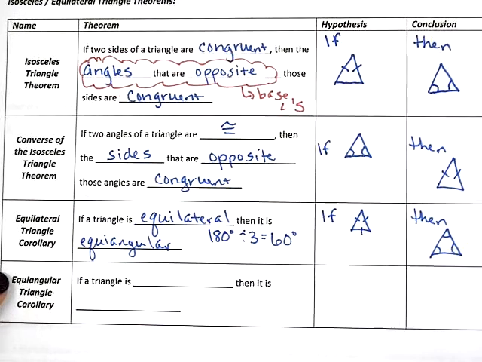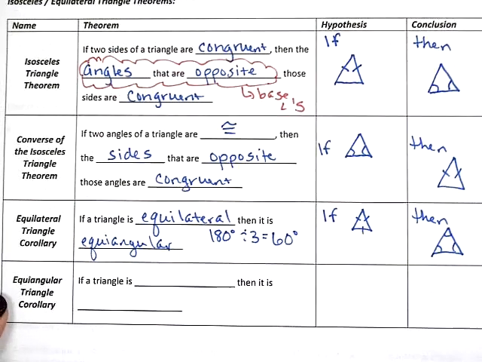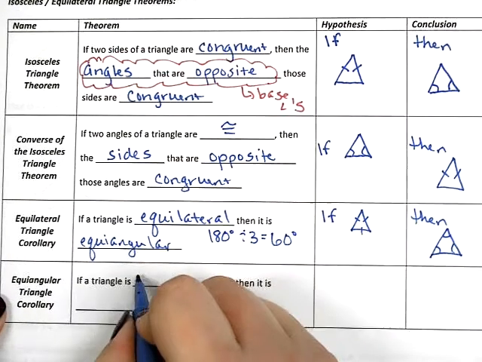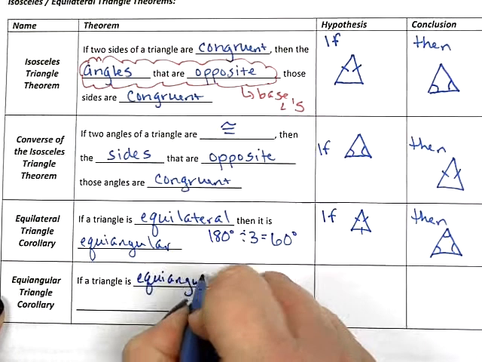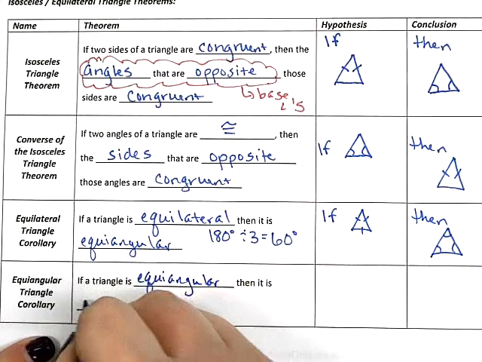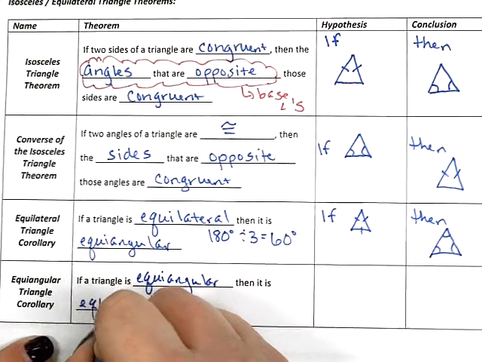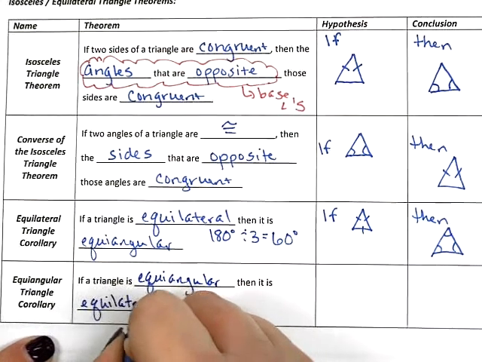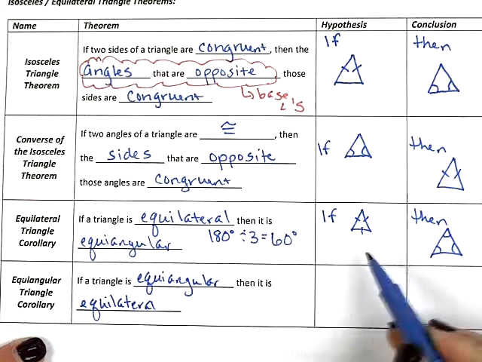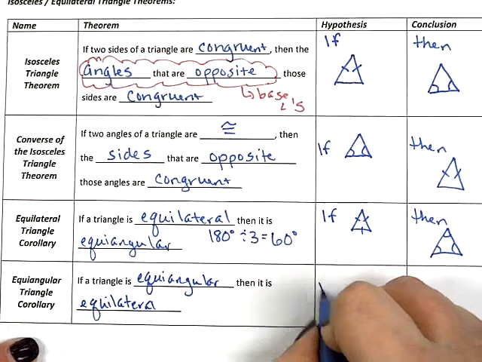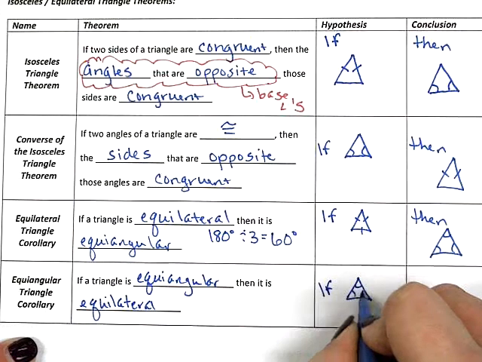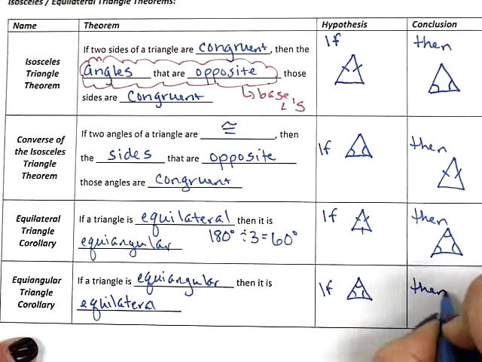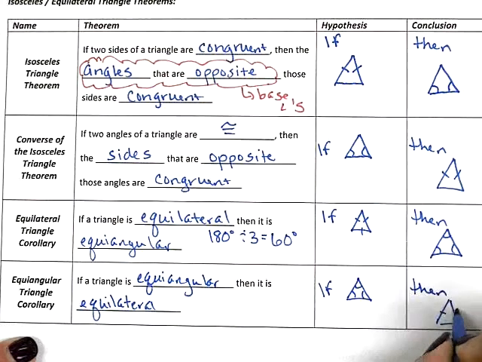Then we've got the equiangular triangle corollary, which says that if a triangle is equiangular, then it is equilateral. So it's the exact opposite of the one we just did. This one is saying that if we start with a triangle that's got 3 congruent angles, then that means that same triangle has 3 congruent sides.